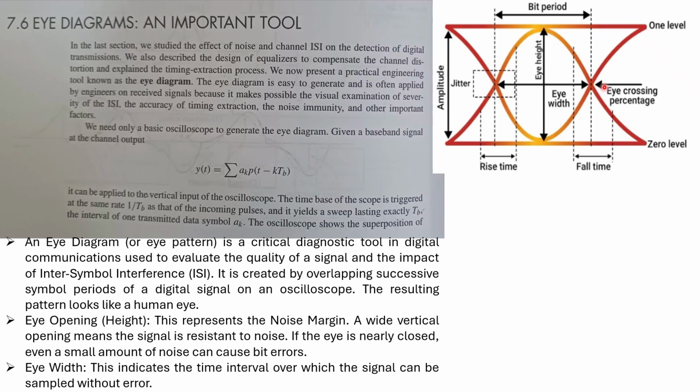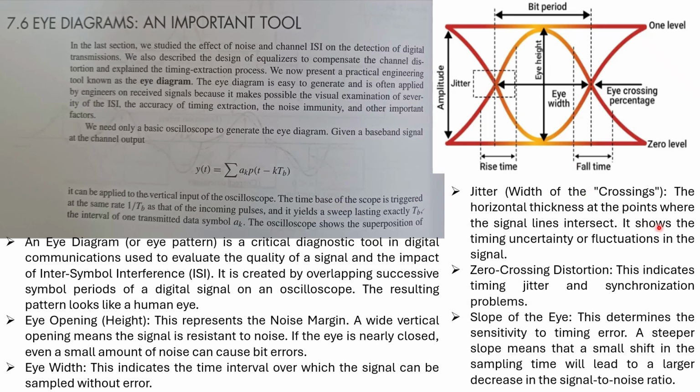And eye width indicates the time interval in which the signal can be sampled without error. And jitter is there, the time interval here. So jitter width is the width of the crossing, the horizontal thickness at the point where the signal lines intersect, right? 1 and 0, wherever they intersect, that thickness is the jitter width. It shows the timing uncertainty or fluctuation in the signal. And zero crossing distortion indicates timing jitter and synchronization problems.